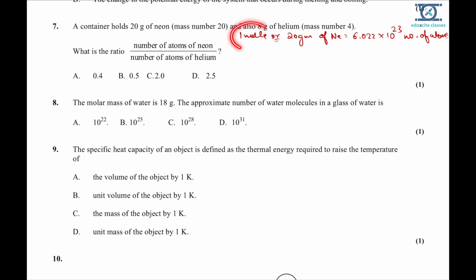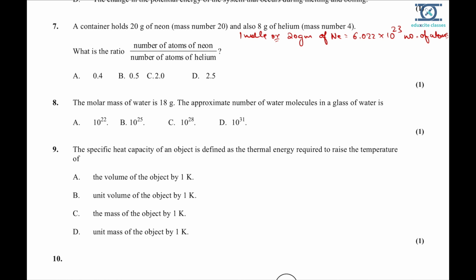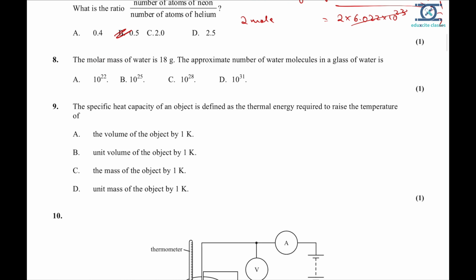So 1 mole of any substance is equal to this much amount of atoms. So neon, 1 mole, because this is 20 gram and the mass number is 20. But for helium, when we say the mass is 4, therefore 2 moles are there. So the number of atoms will also be 2 times 6.022 into 10 raised to power 23. Now if you take the ratio, the Avogadro number gets cancelled and you get 1:2. So 1:2, that is 0.5. So this is how we measure the number of atoms.